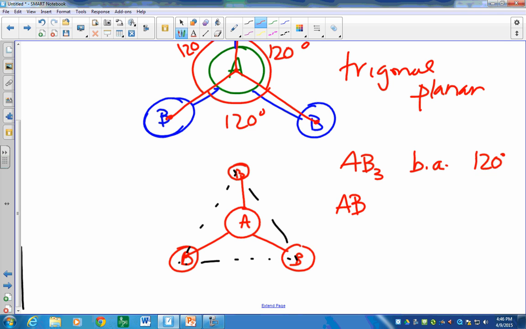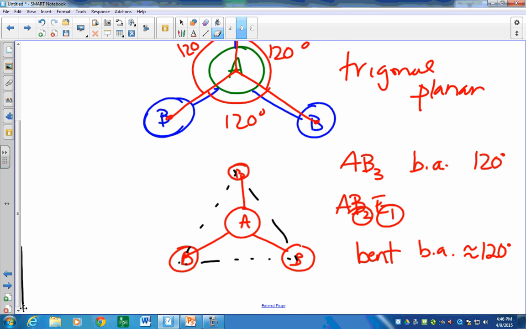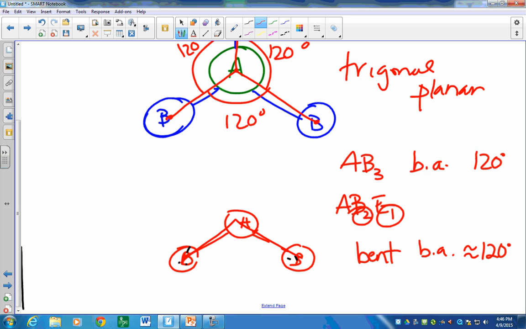But in AB2E, because that's the same family, because 2 plus 1 is 3, this shape is bent. I'll show you that in a minute. All I want you to know is that the bond angle is approximately 120 degrees. It's very, very close to 120 degrees. But when you erase one of these, which is the same thing as emptying, now you can see why the molecule is bent.